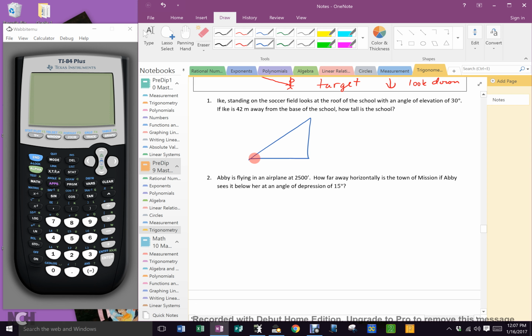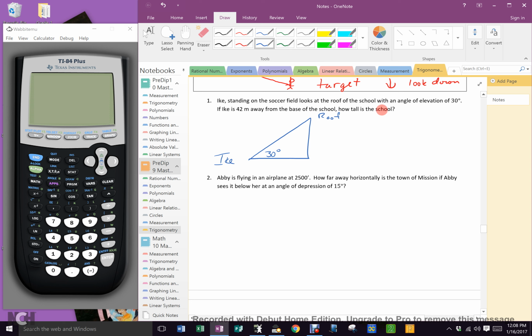Where is our good friend Ike? Floating in the air or standing on the ground? Standing on the ground. There is our good friend Ike. When Ike looks at the building, that is 0, the horizontal line. When Ike raises his eyes to look at the roof of the building, which is of course up in the air, he goes 30 degrees.